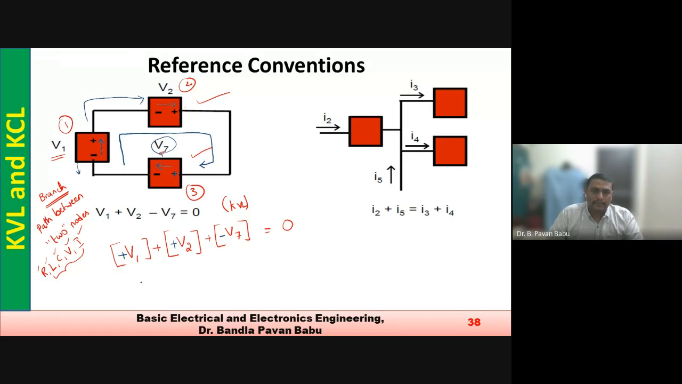So again I'm writing the same equation here: plus V1, next plus V2, minus V7 is equal to 0. So this is as per KVL. The algebraic sum of all branch voltages around a closed path in a circuit is always 0 at any instant of time. So this is how we are going to simulate this circuit with the help of KVL.